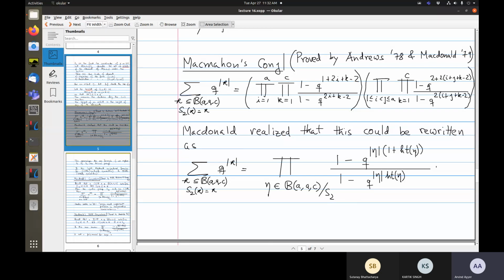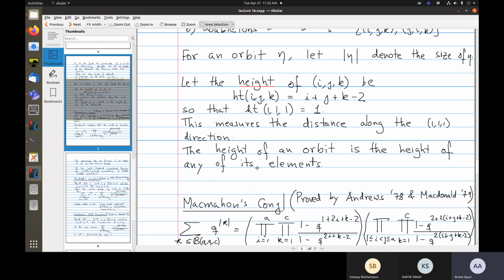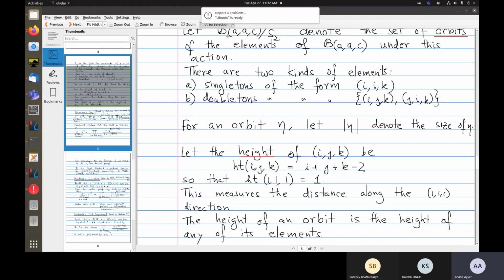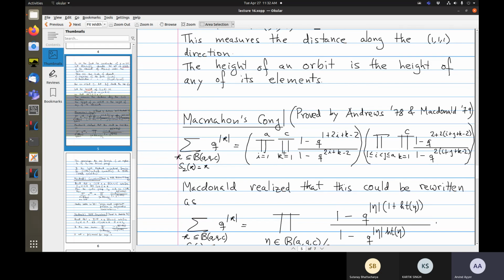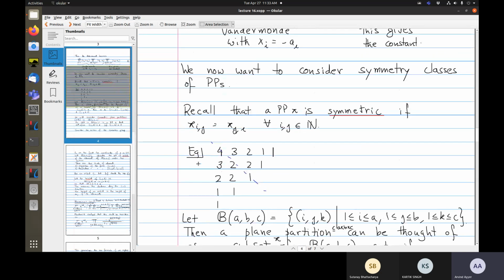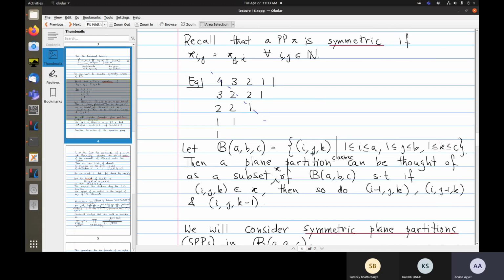Okay, so we were talking about the generalizations of McMahon's box formula. So I had stated McMahon's conjecture on symmetric plane partitions. So these are plane partitions inside an A by C box, which are vertically symmetric. And in our language, I think I gave an example. Yeah, so if you write them in this table form, then they are symmetric when transposed.